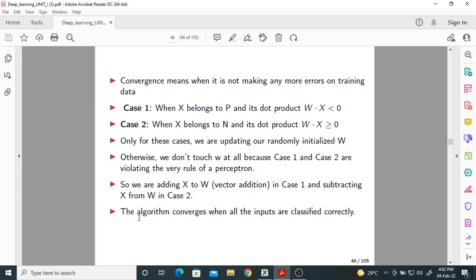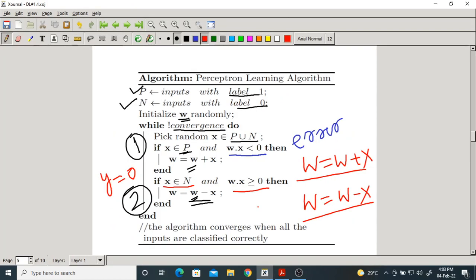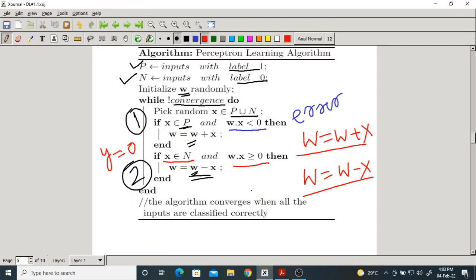So this algorithm converges when all the inputs are classified correctly. So that is normal. Okay, so this is the algorithm. We are updating the values of the weights.